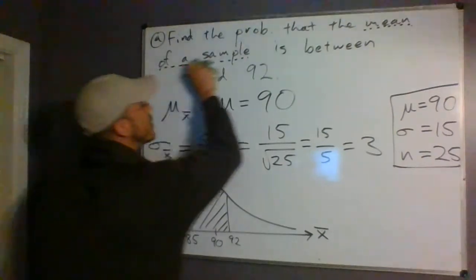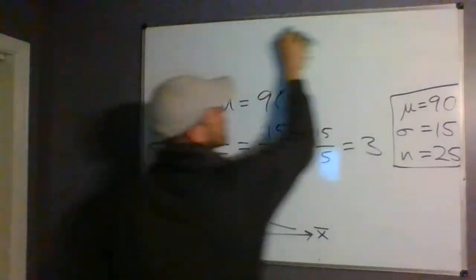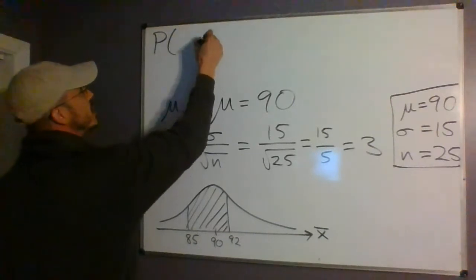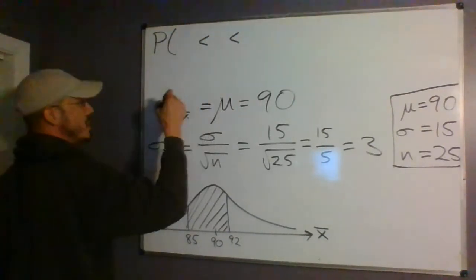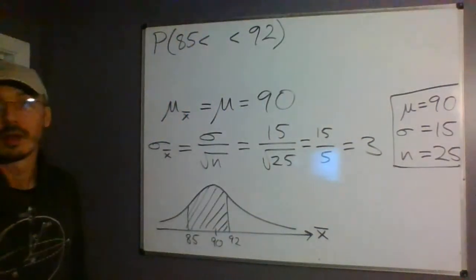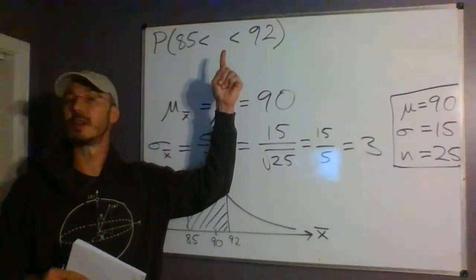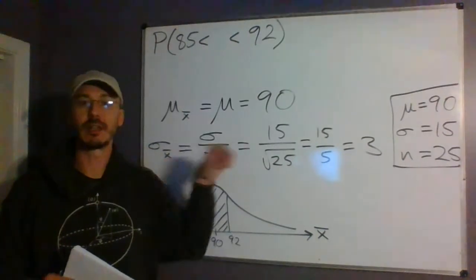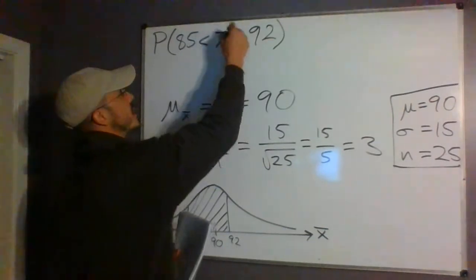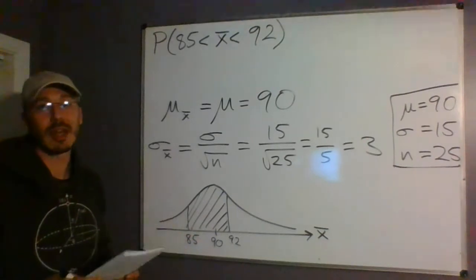Let me write the probability expression, then we'll get into the calculator function. So I'm trying to find the probability that the thing is between 85 and 92. The probability that what is between 85 and 92? Not x, not an individual from the population. The sample mean, I want to know the probability that x bar is between there.